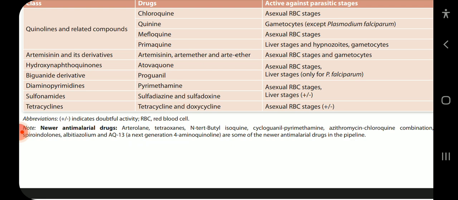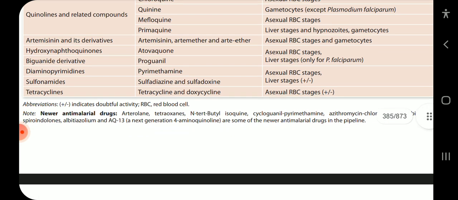Hydroxynaphthoquinones, atovaquone, and the guanidine derivative proguanil are active against asexual RBC stages and liver stages, only for Plasmodium falciparum. Now, diaminopyrimidines: pyrimethamine acts on asexual stages and liver stages, and sulfonamides, sulfadiazine and sulfadoxine, also act on RBC stages and liver stages. Tetracycline and doxycycline act against asexual RBC stages.